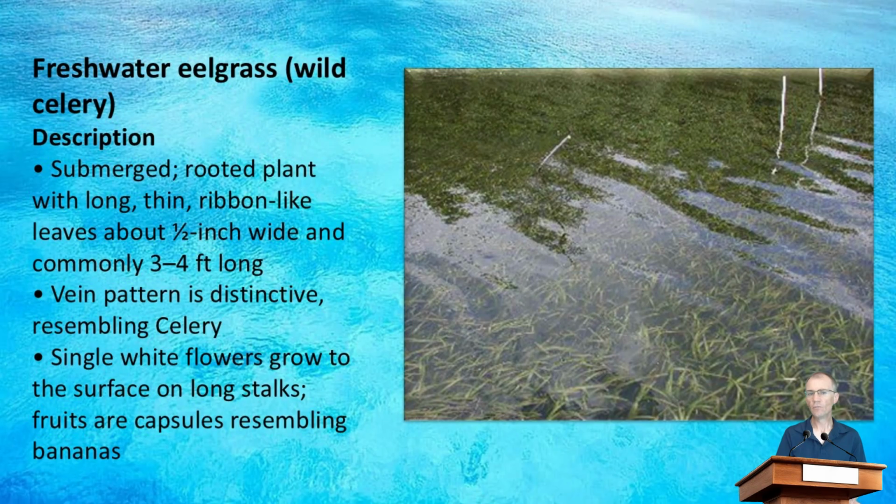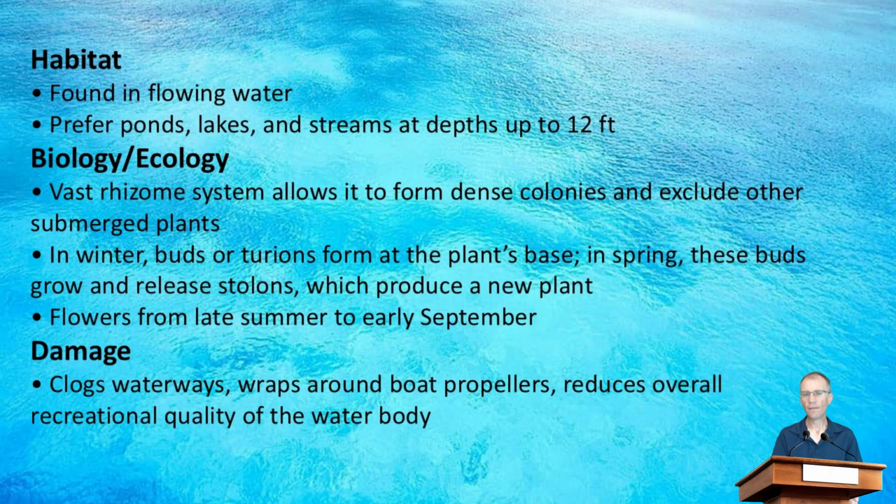Freshwater eelgrass, wild celery. Description: submerged, rooted plant with long, thin, ribbon-like leaves about 1/2 inch wide and commonly 3 to 4 feet long. Vein pattern is distinctive, resembling celery. Single white flowers grow to the surface on long stalks, fruits and capsules resembling bananas. Habitat: found in flowing water, prefers ponds, lakes, and streams at depths up to 12 feet.